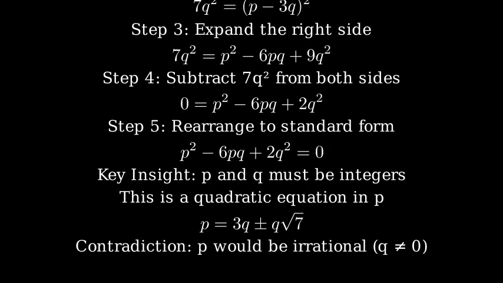Therefore, our original assumption must be wrong. We can conclude that 3 plus square root of 7 is indeed irrational.